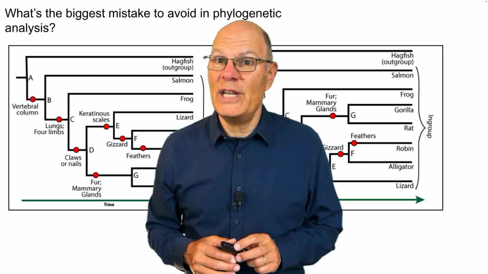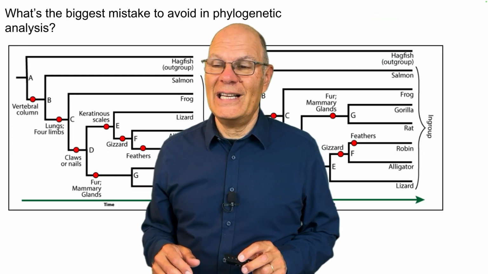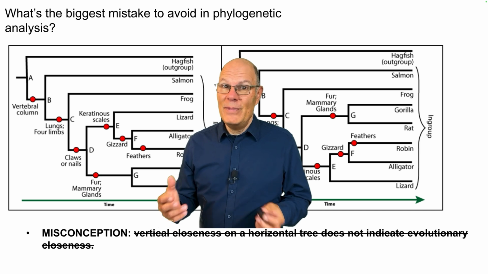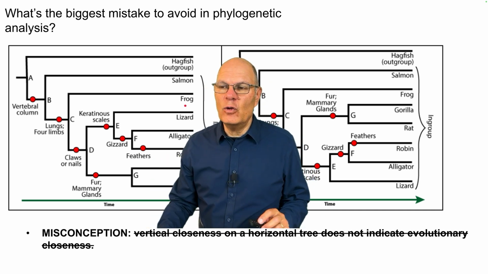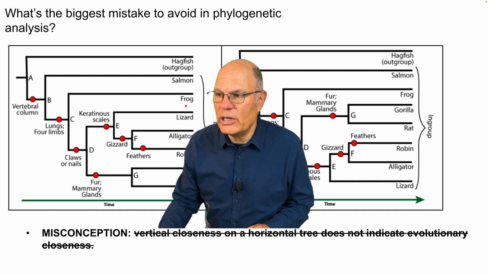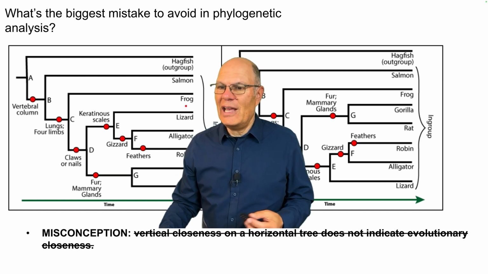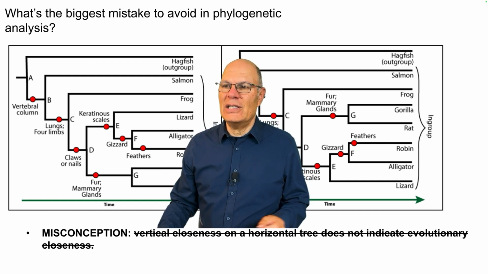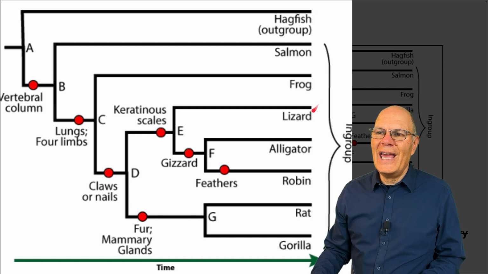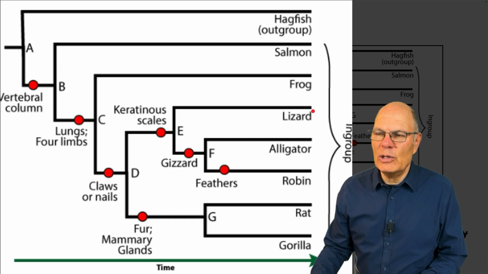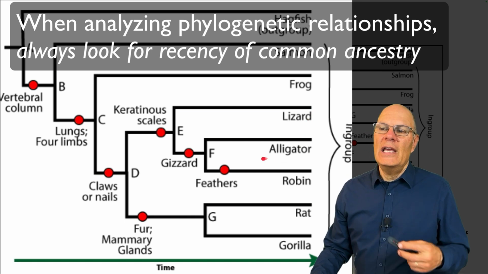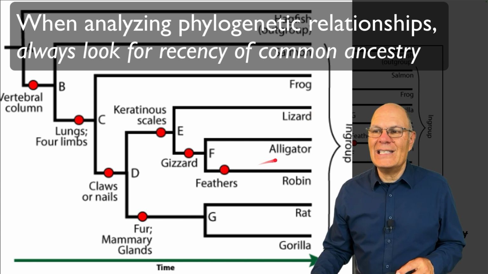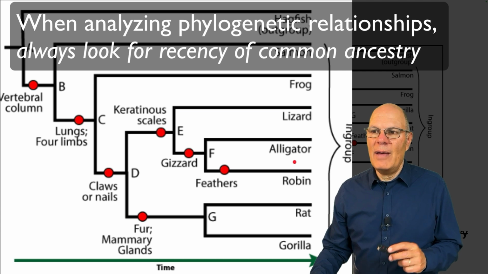What's the biggest mistake to avoid in phylogenetic analysis? The misconception that many students naively have is that vertical closeness on a horizontal tree indicates evolutionary closeness, but it doesn't. For example, the frog and the lizard, they're next to one another, but they're not particularly closely related. The only thing that matters on a phylogenetic tree in terms of evolutionary relatedness is the recency of common ancestry.